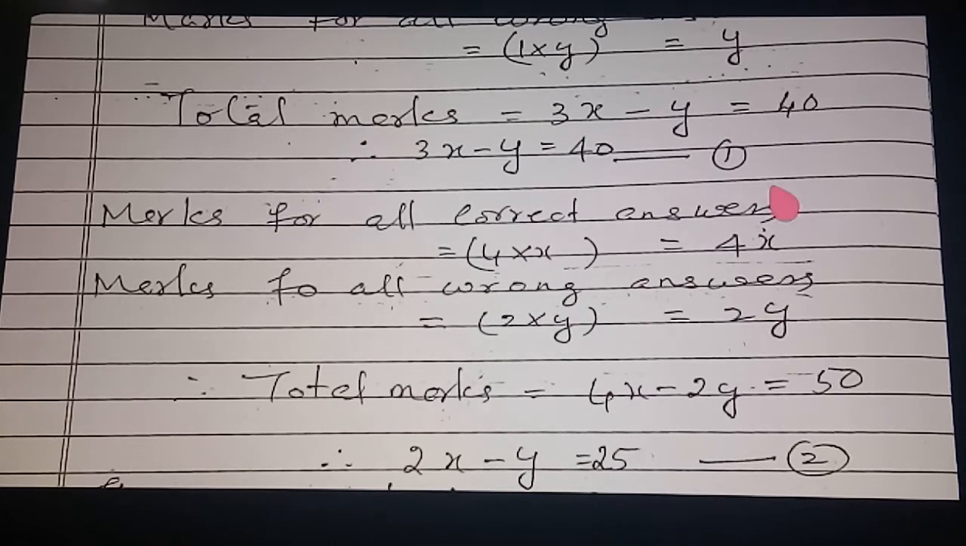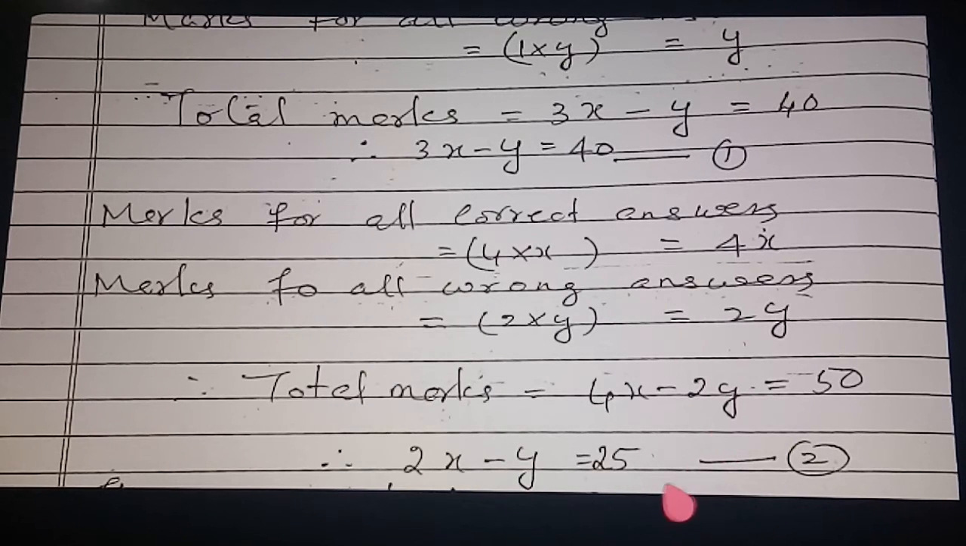Actually, the total mark we get is this much, and from this how many marks do you want to deduct? 2y. Why? For wrong answers, 2 marks are deducted. Therefore 2y is deducted. So 4x, and many students will write plus here, which is wrong. So 4x minus 2y is equal to 50. That means 2y marks are deducted from the marks of the correct answers. Clear? 4x minus 2y is equal to 50. Therefore, 2x minus y is equal to 25.